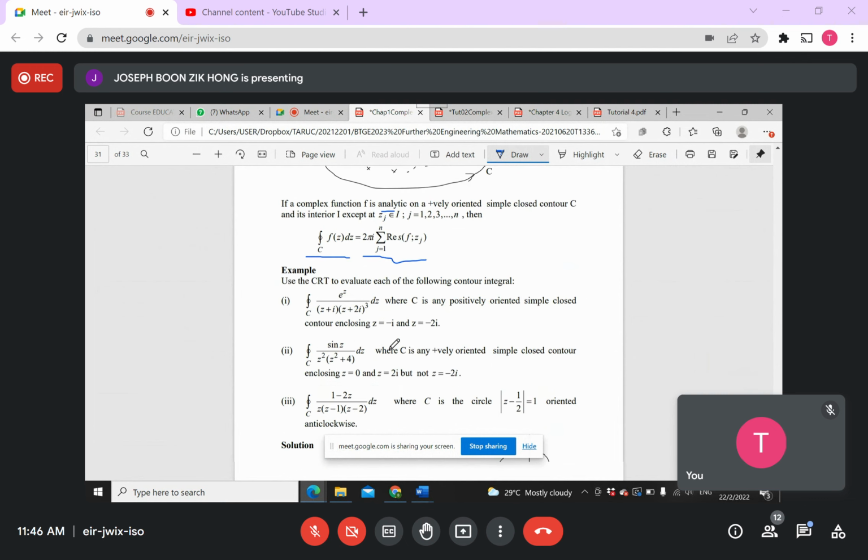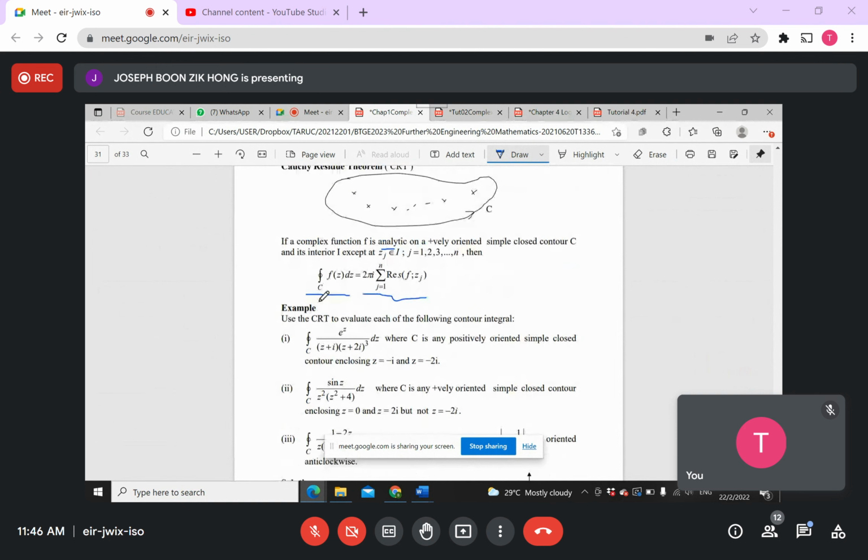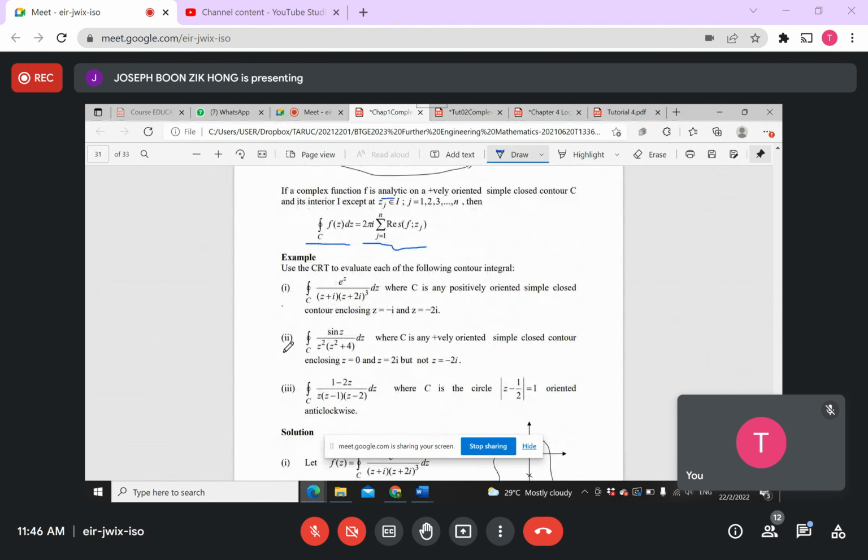So for example, I want to use the Cauchy residue theorem in order to evaluate this integral. Let's see the first one first. Again, we try to find the poles first. Quite clear, z equal to negative i is a simple pole. z equal to negative 2i is a pole of order 3. So I need to find the residues of these two, and then add them together and multiply by 2 pi i, then I can get the answer.